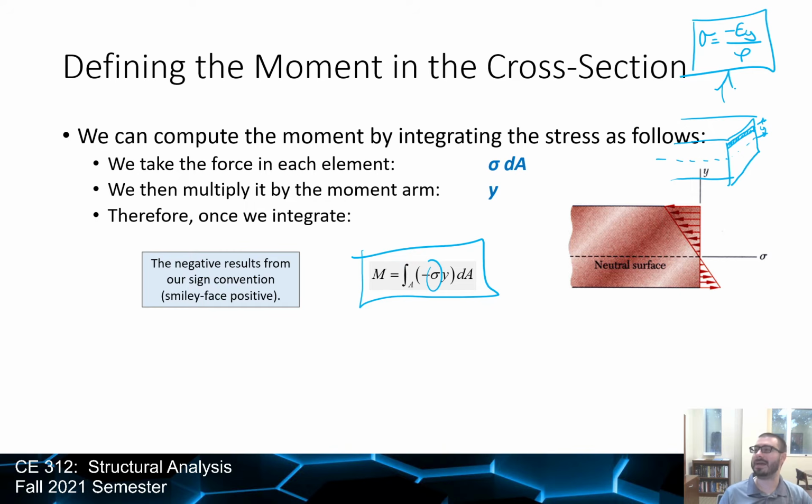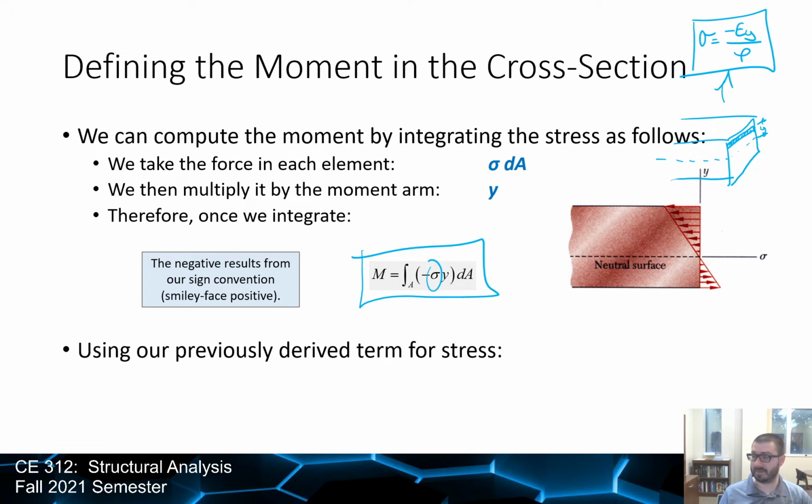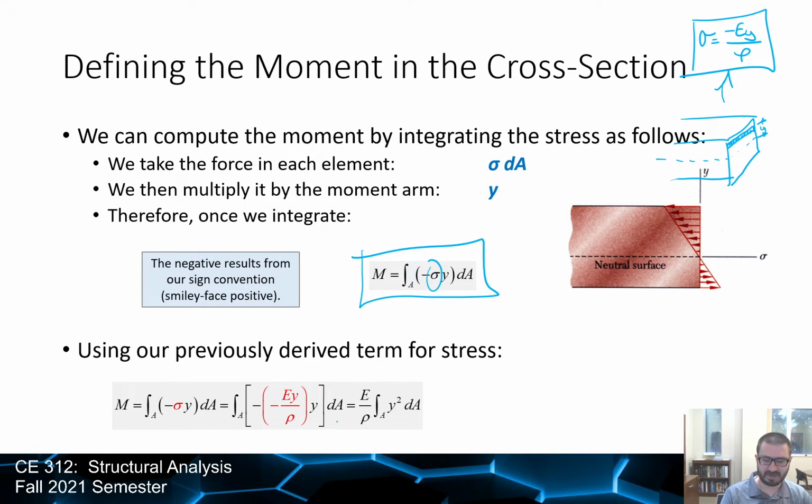I'm going to plug in negative EY over rho. So using our previously defined term, we get this. Instead of where it says sigma, I say negative EY over rho. The negatives cancel, and then I take the constant terms, pull them out, and I get this. Okay. Now, is there something there that is familiar? There should be. That should be somewhat familiar.